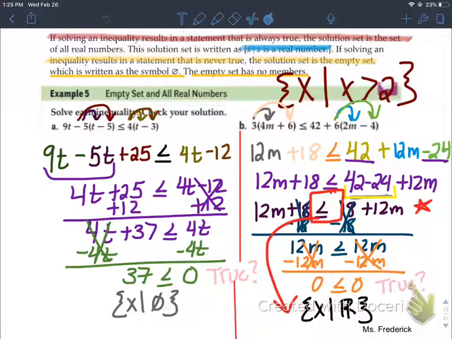This concludes the lesson. Please complete all the U-tries and we will go over them in class tomorrow.